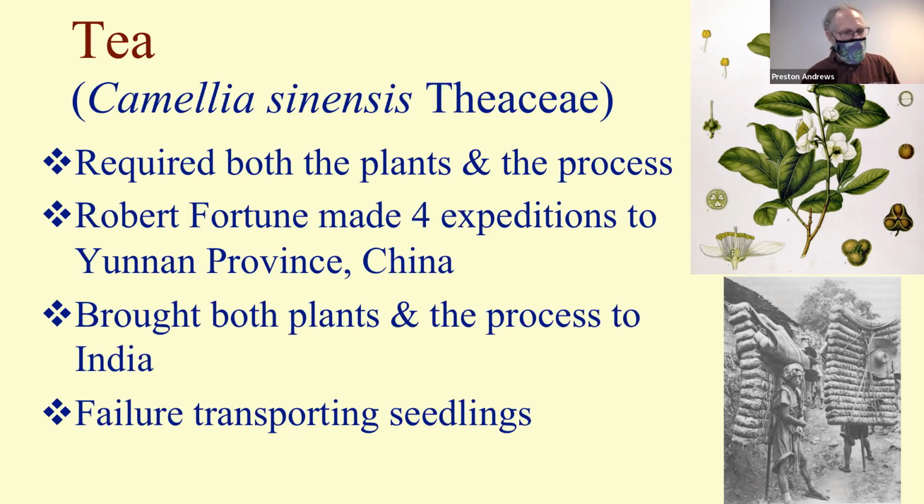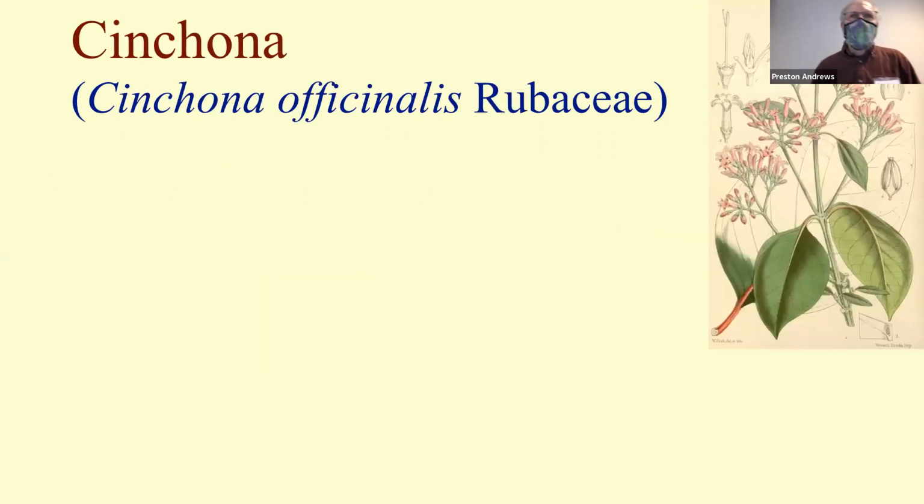And Fortune brought back daphnes and magnolias and rhododendrons and roses and jasmine and wisteria. They were collecting all sorts of stuff. It's not just these economic plants, but many, many different ornamental plants. Cinchona, okay, Cinchona officinalis is in the coffee family, so it's related to coffee.